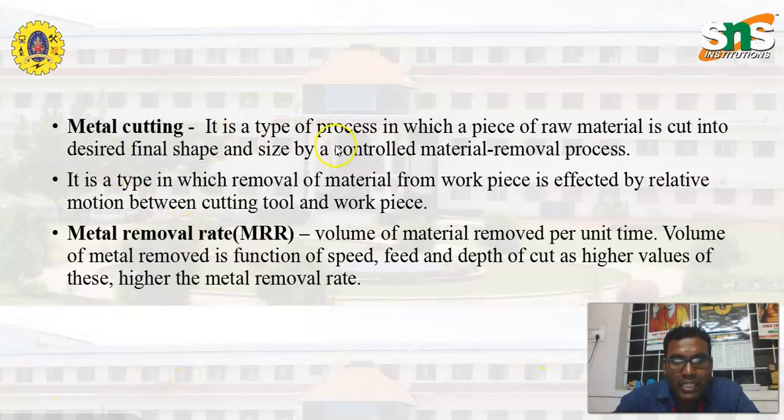Next one is metal cutting. It is a type of process in which a piece of raw material is cut into the desired final shape and size by a controlled material removal process. It is a process in which removal of material from the workpiece is effected by relative motion between the cutting tool and the workpiece. Final one is the MRR, that means material removal rate. Volume of material removed per unit time. It is mainly a function of speed, feed, and depth of cut, etc.